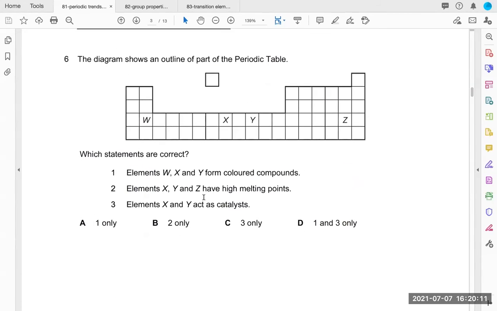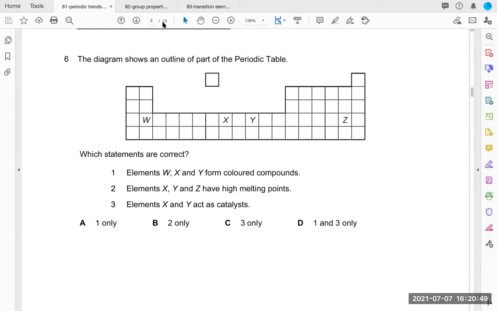Okay, the diagram shows the outline of part of the periodic table. Which statements are correct? Element W, X, and Y form colored compounds. Colored compounds किन के होते थे? Transition metals के. The ones in the middle over here, from here to here. So X and Y are the transition metals. They will form colored compounds. W will not. By the way, W, X, and Y are metals.